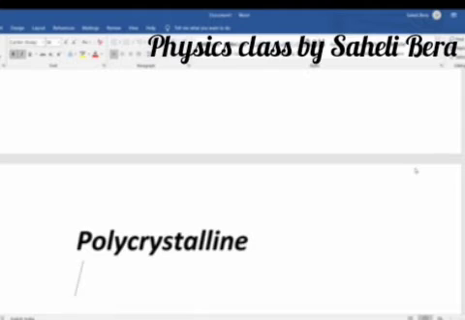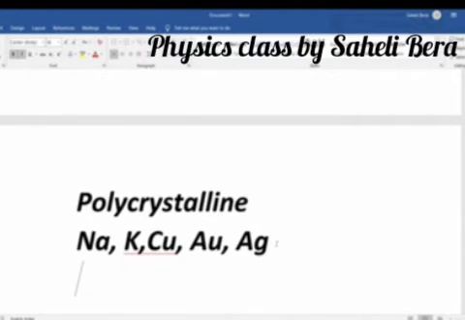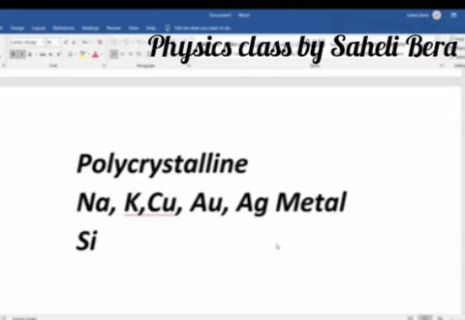It is an aggregate of a large amount of single crystals. So this is found naturally. Many single crystals, which are very tiny, are together. Examples are sodium, potassium, copper, gold; these are all metals. And if we take a semiconductor, this will be silicon. Whatever is abundant in nature is polycrystalline. So if we want single crystalline silicon, we cannot get it in nature. It will be found in polycrystalline form.